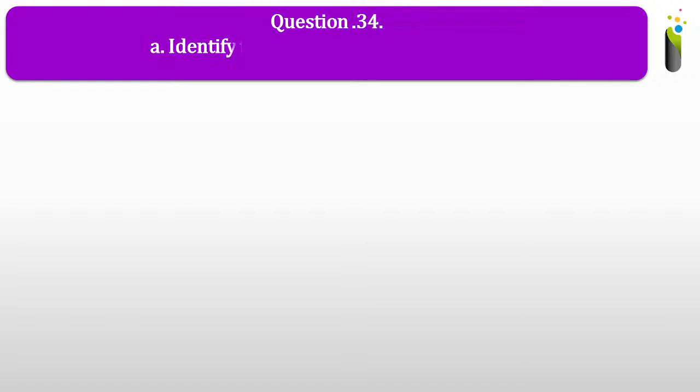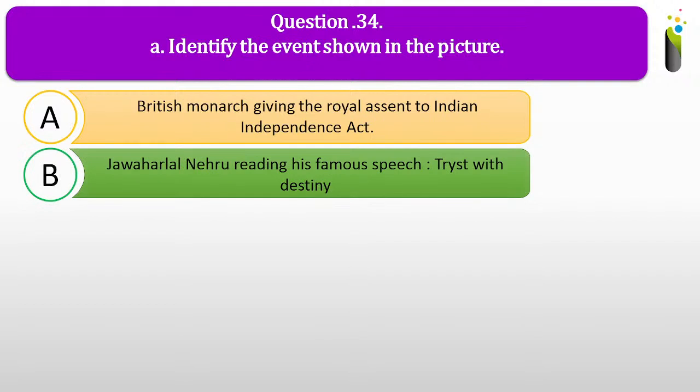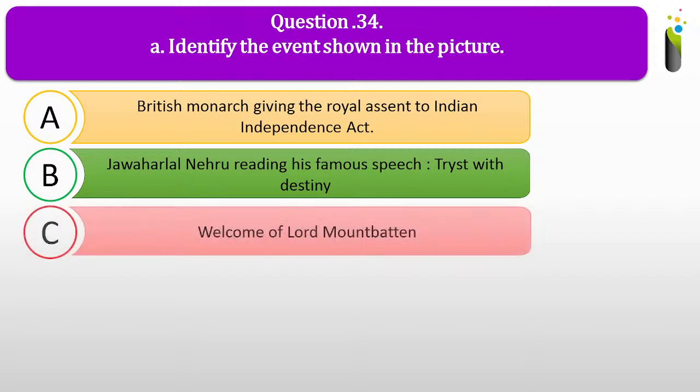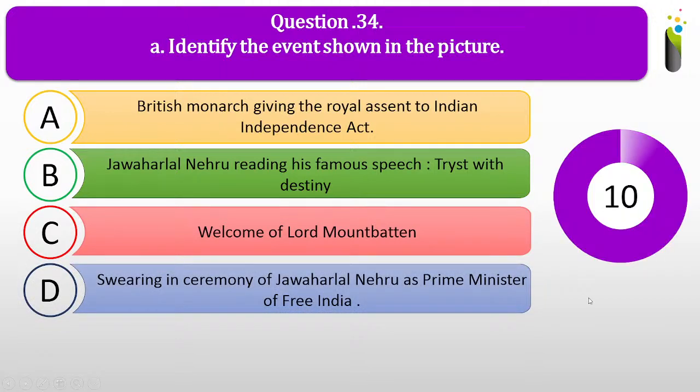Okay. Now the first question based on this picture is identify the event shown in the picture. A. The British monarch giving the royal assent to Indian Independence Act. B. Jawaharlal Nehru reading his famous speech, The Tryst with Destiny. C. Welcome of Lord Mountbatten. D. Swearing in ceremony of Jawaharlal Nehru as Prime Minister of Free India.